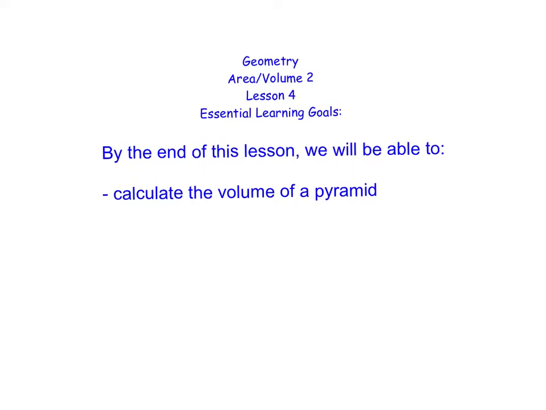Hey, geometry class AV2, this is unit 6, lesson 4, volume of a pyramid. In our previous lesson, we found that the volume of a prism is calculated by finding the area of the base times the height of the prism. So the volume of a pyramid is very similar. You're going to take the area of the base times the height of the pyramid, except you're going to multiply by 1/3. You can kind of visually see this.